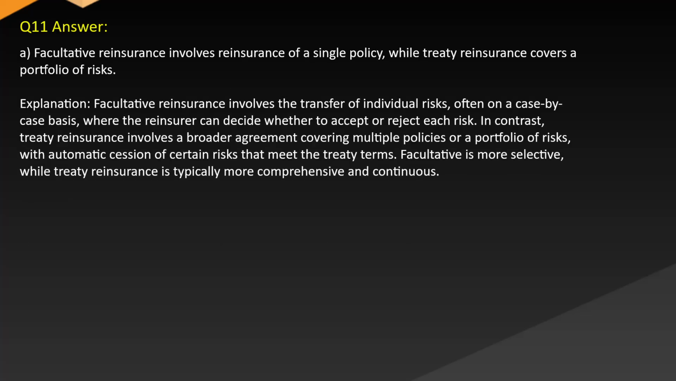Answer. A. Facultative reinsurance involves reinsurance of a single policy, while treaty reinsurance covers a portfolio of risks. Explanation. Facultative reinsurance involves the transfer of individual risks, often on a case-by-case basis, where the reinsurer can decide whether to accept or reject each risk. In contrast, treaty reinsurance involves a broader agreement covering multiple policies or a portfolio of risks, with automatic cession of risks that meet the treaty terms. Facultative is more selective, while treaty reinsurance is typically more comprehensive and continuous.